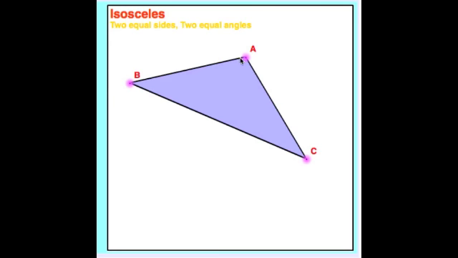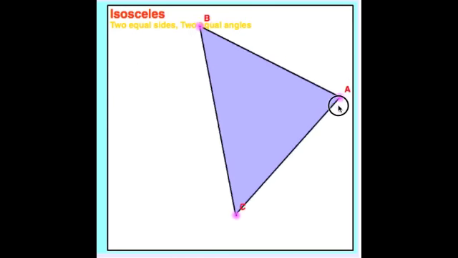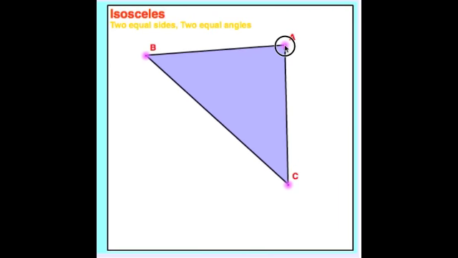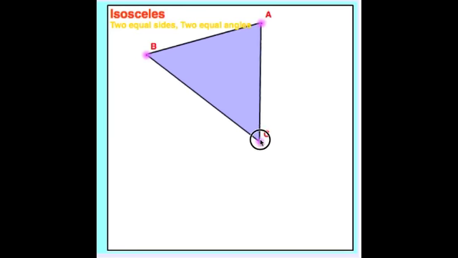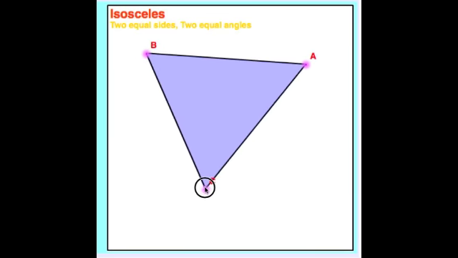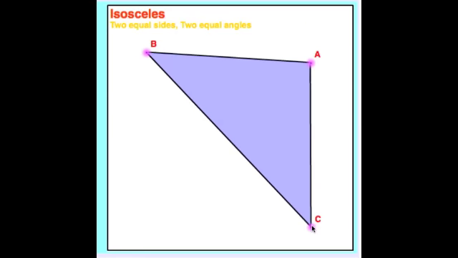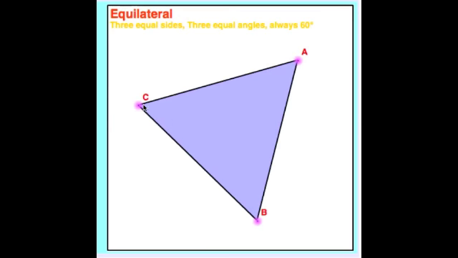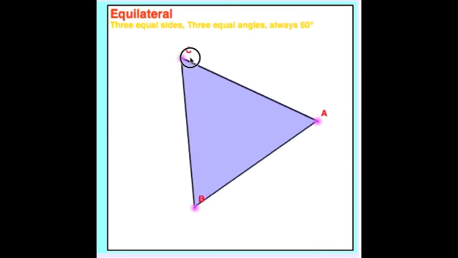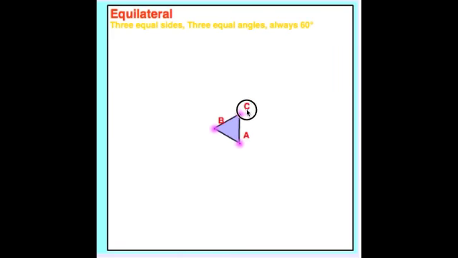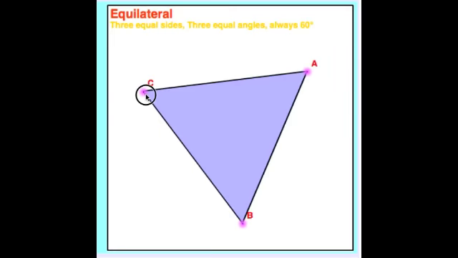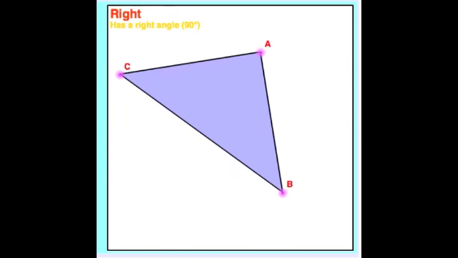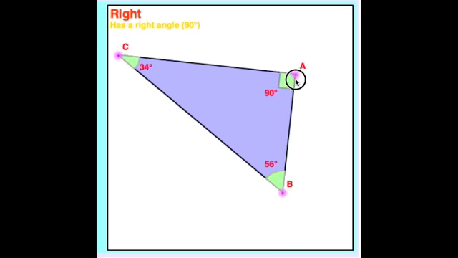An isosceles means there's 2 equal sides and 2 equal angles. And notice when I adjust this one, it stays to where 2 of them are always the same. An equilateral triangle means that they are all the same size and all the same angle. A right triangle means that we always have a 90-degree angle.